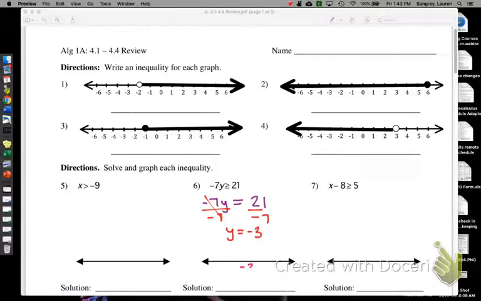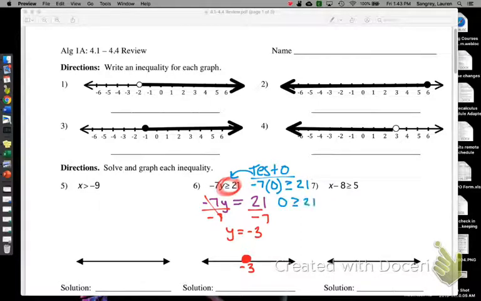So that means -3 goes in the middle of the number line. I look back to the original inequality and it has a less than or equal to symbol, so we have to use a closed circle. And in order to figure out which way to shade, we test 0. So I put 0 into the original problem in place of the variable. So this is -7 times 0, and I have to figure out if that's greater than or equal to 21. Well, -7 times 0 is 0.